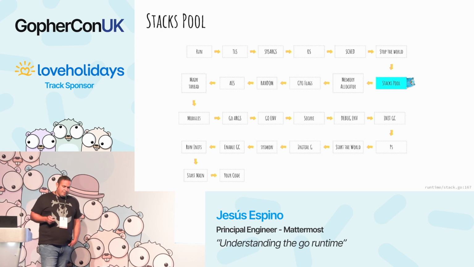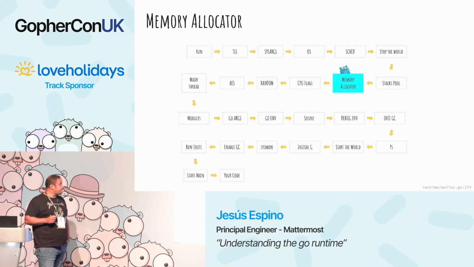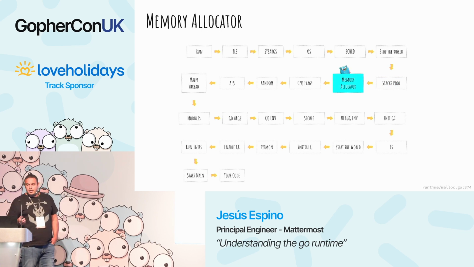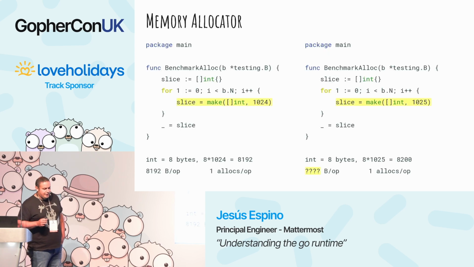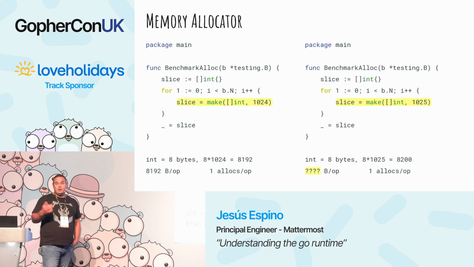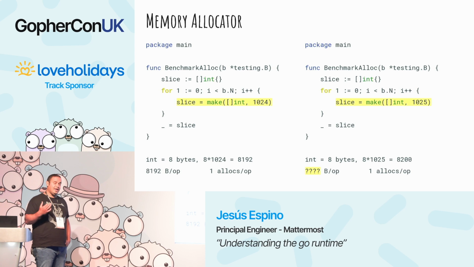The next step is initializing the memory allocator. The memory allocator is responsible for requesting memory from the operating system and managing that memory. Let me show an example of how you can get affected by the memory allocator.